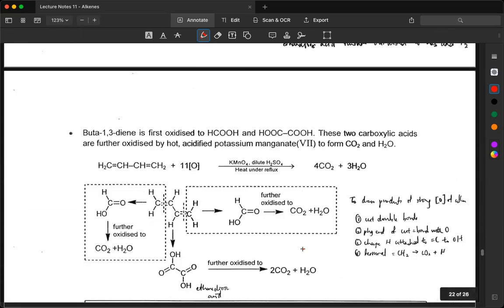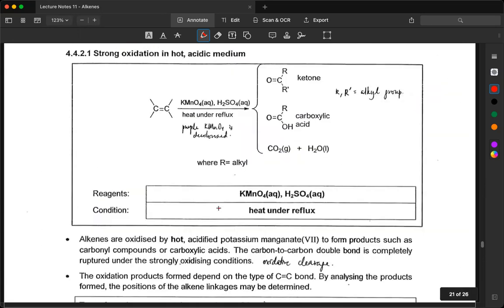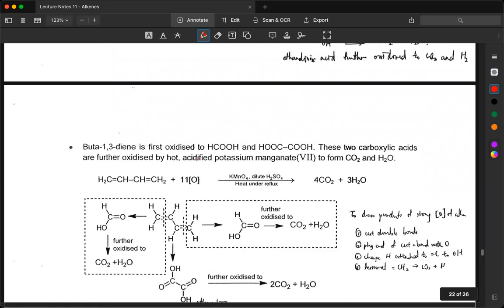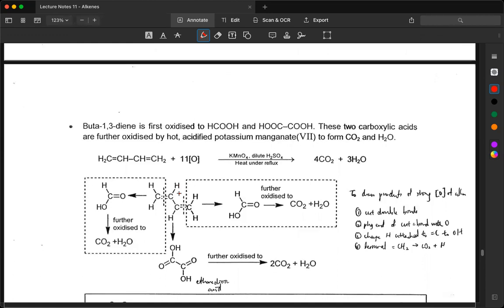If it's something like this as well, like an acid, it can also become CO2 and water upon oxidation. Now, buta-1,3-diene is another example. What happens to it is that it is first oxidized to HCOOH and a dicarboxylic acid. These two carboxylic acids are further oxidized by hot acidified potassium manganate to form CO2 and water. This is the original starting reactant, buta-1,3-diene, meaning there are two double bonds here, 1,3-diene, not 2,4, 1,3.